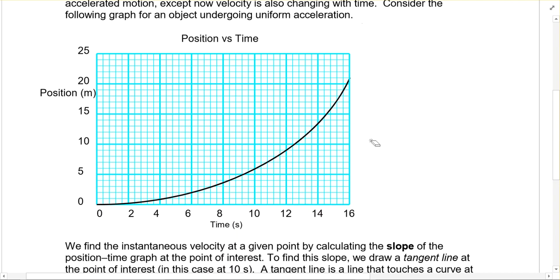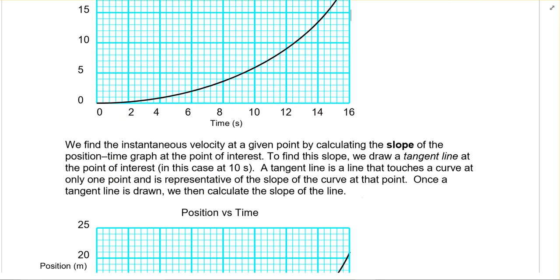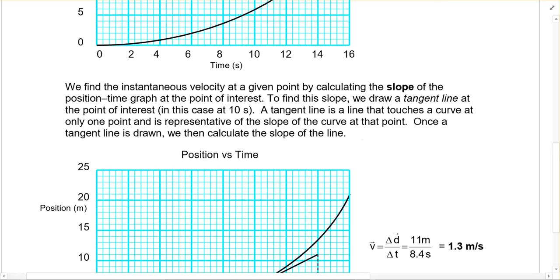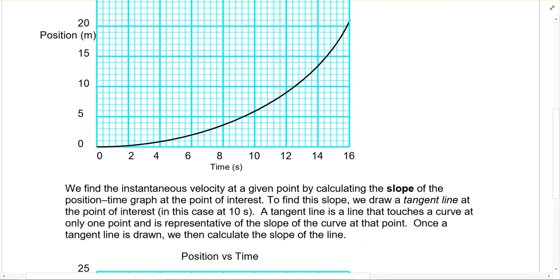So if I want to find the instantaneous velocity, let's say at point 10 seconds, that point right there is what we want to find. How fast was that person going right at that moment? Well, we said that the slope of a position time graph was speed, but I don't have a slope here, right? It's a curved line. What sense can I make of that?